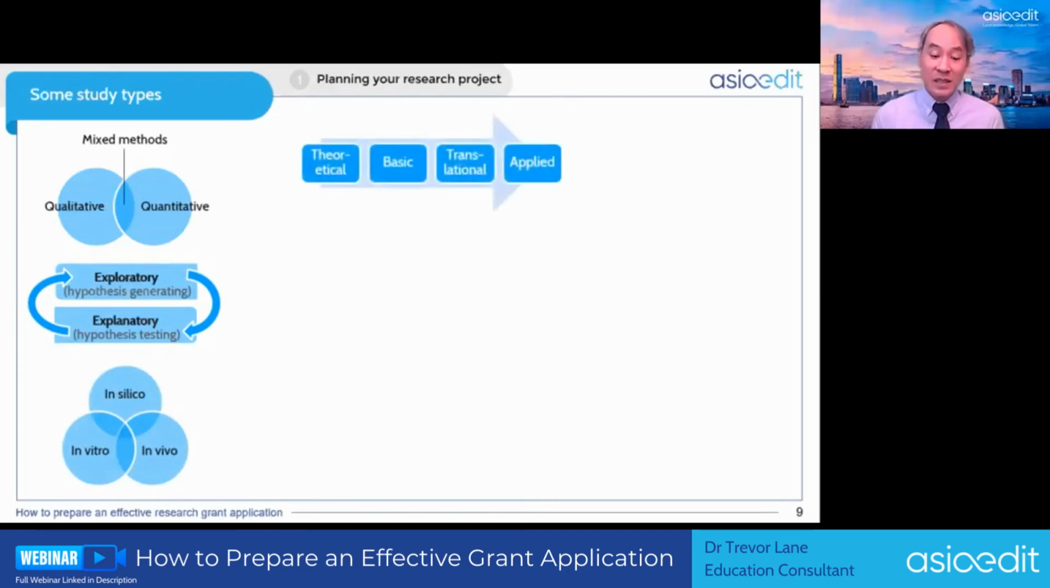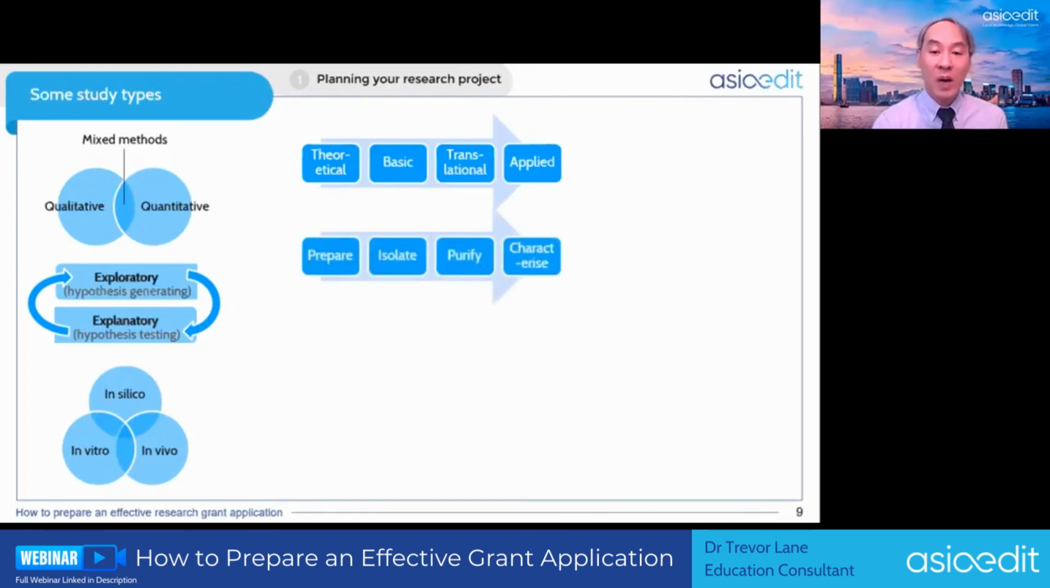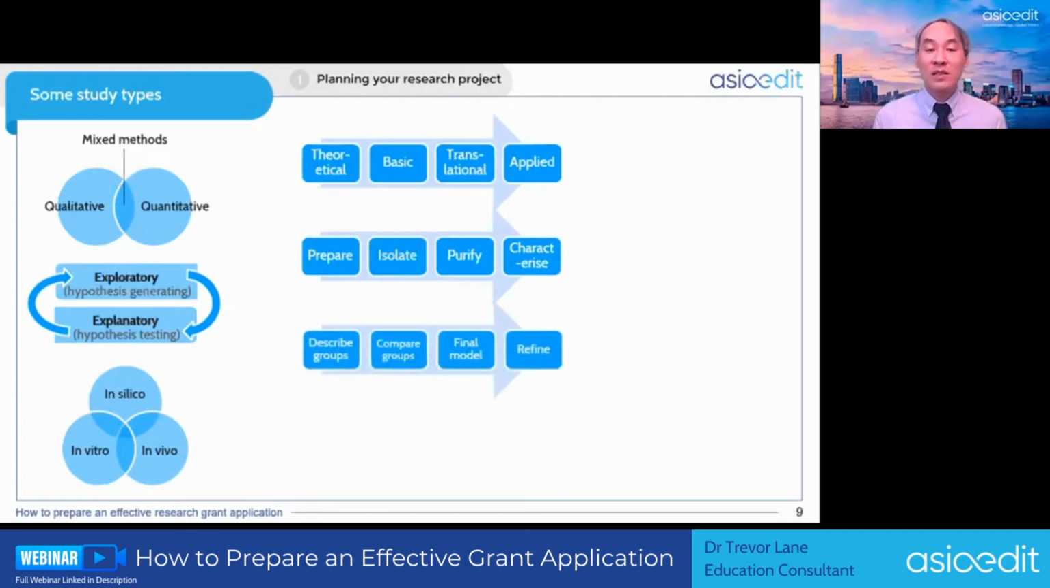For different types of study, there will be different expectations for the procedure followed. So you could do a theoretical study, which leads to basic fundamental research, and then translational, and then applied research. So you could be doing part or all of that pathway. If you're preparing something, whether it's a chemical or sample or a method, you'd prepare, then isolate something, purify it, then characterize it. Or you would study a whole group and describe the characteristics of the whole group before splitting up the groups into subgroups, and then having a final model that you'll refine.